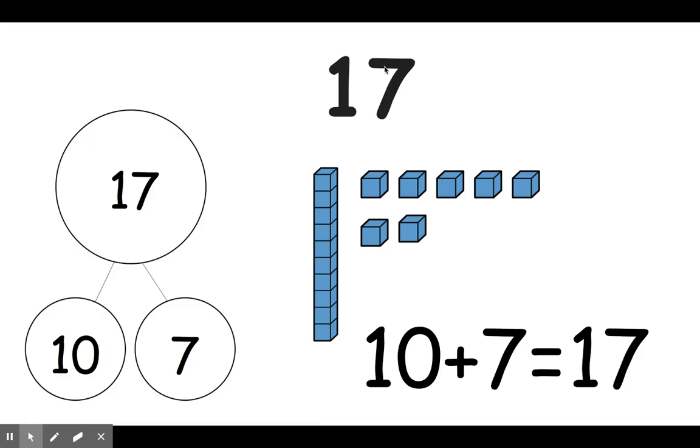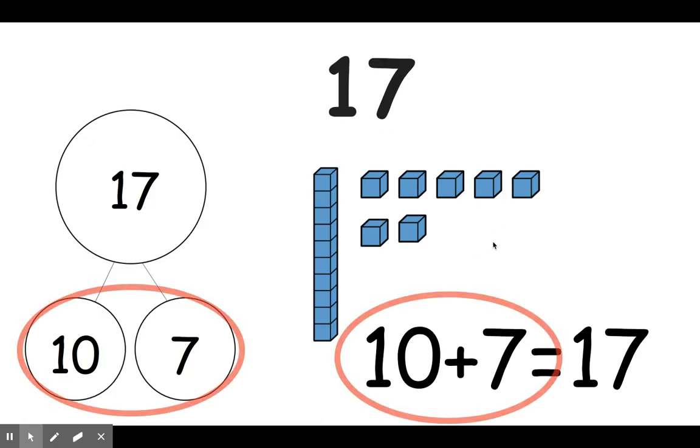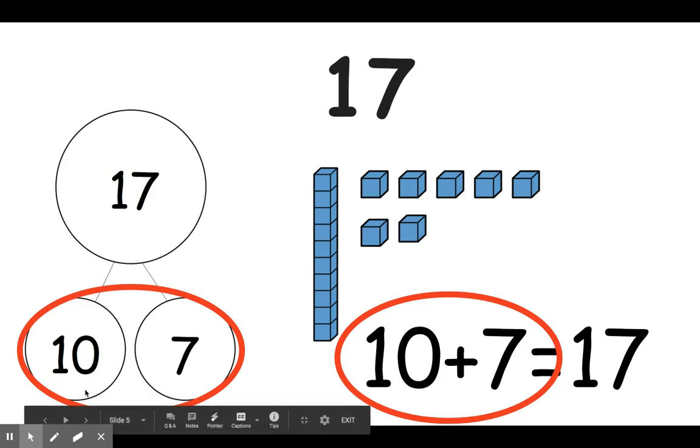17 is 1 ten, 7 ones. These are the parts of 17. We have 10 and we have 7. Here's one part, 10. Here's another part, 7. When we put this addition symbol between them, we're going to add them together. And when we add them together, we get this part right here, which is the whole. 17, that's the whole.